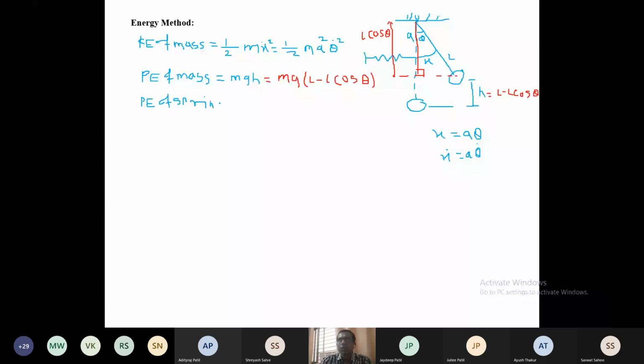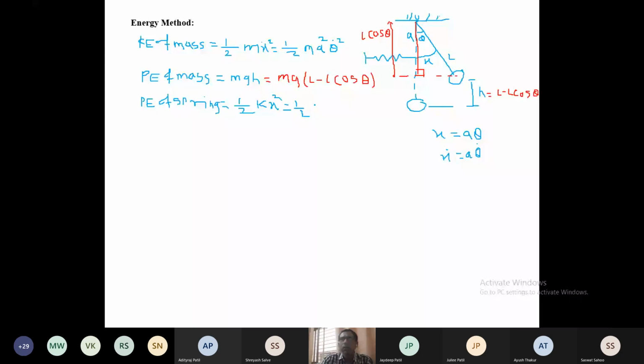The potential energy of spring is equal to, what is the formula? Anyone? 1/2 kx square. Again, you have to put the magnitude of x here, a theta. You will get 1/2 into k a square theta.